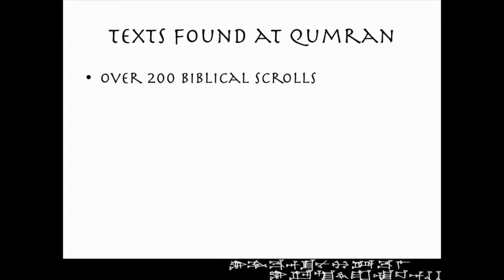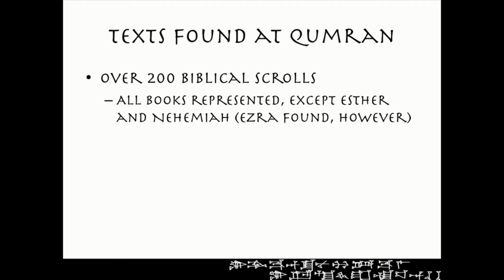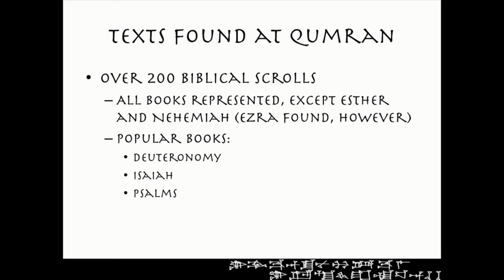Now, what texts were found there? Well, over 200 biblical scrolls. All books of the Hebrew Bible, the Old Testament, are represented except for the books of Esther and Nehemiah. However, Ezra and Nehemiah were one book, and so since Ezra was found, it's entirely possible that Nehemiah was represented as well, just not preserved. The most popular books found at Qumran are Deuteronomy, Isaiah, and the Psalms, and to a lesser extent, Genesis and Exodus.